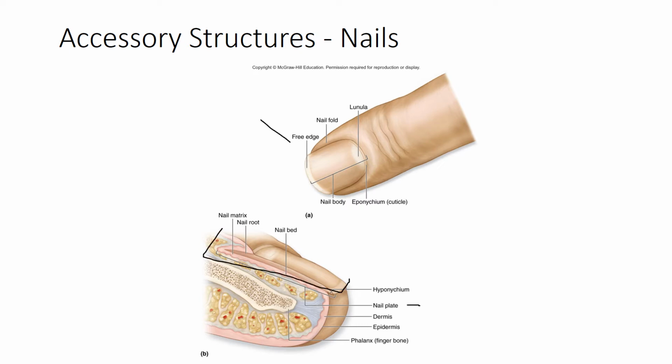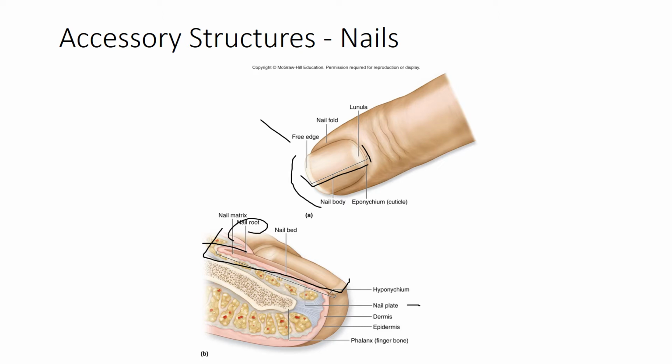The first one is the free edge, which is the white portion that we see. It's white because it doesn't have any blood vessels underneath it, and that's why we are able to clip it and it doesn't hurt. Next, we have the pink nail body, pink because now we have blood vessels underneath it. We also have the nail root, which we find right here, and this is covered by skin, so we can't actually see it without it being too painful.